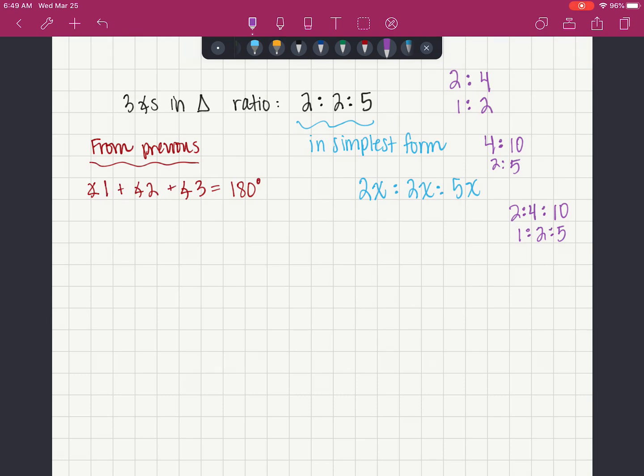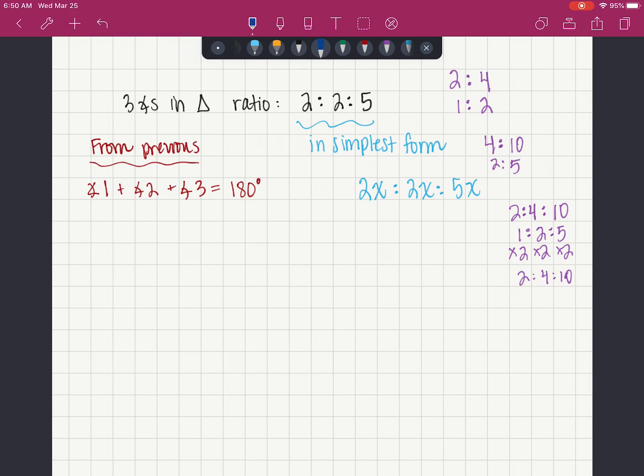Likewise, if I have a ratio 2 to 2 to 5, I can go backwards the other way and say, well, I multiplied this by something. I multiplied everything by 2, and that's how I got 2 to 4 to 10. I could have multiplied it by 5. I could have multiplied it by 10. I could have multiplied it by x. So that's what I've done here: I've taken the ratio, it's in simplest form, but we don't know what it started as. So we're going to just multiply each part by x.